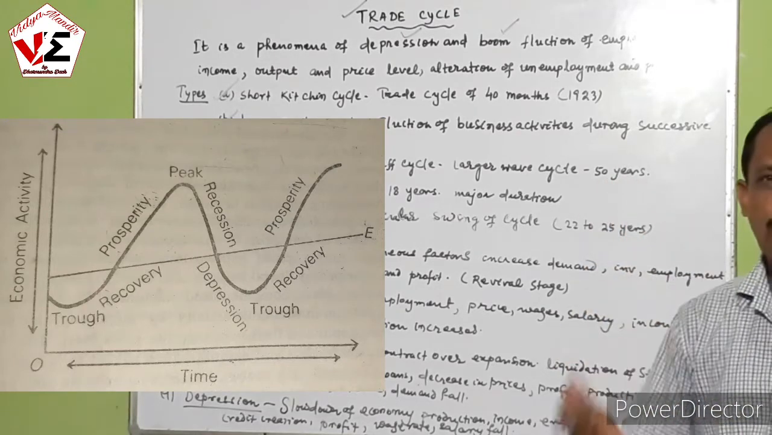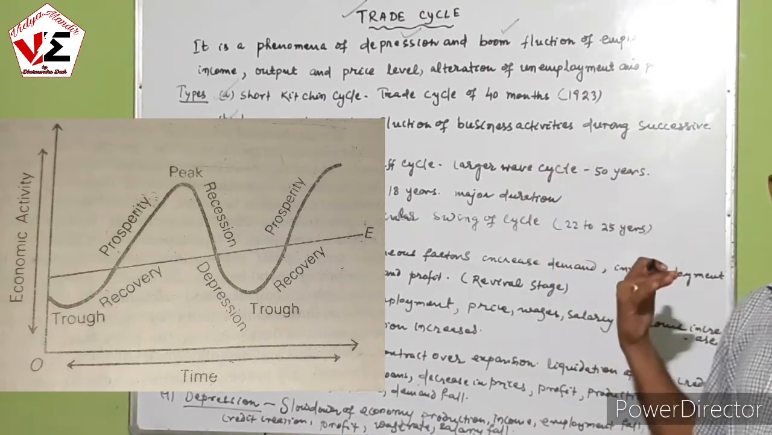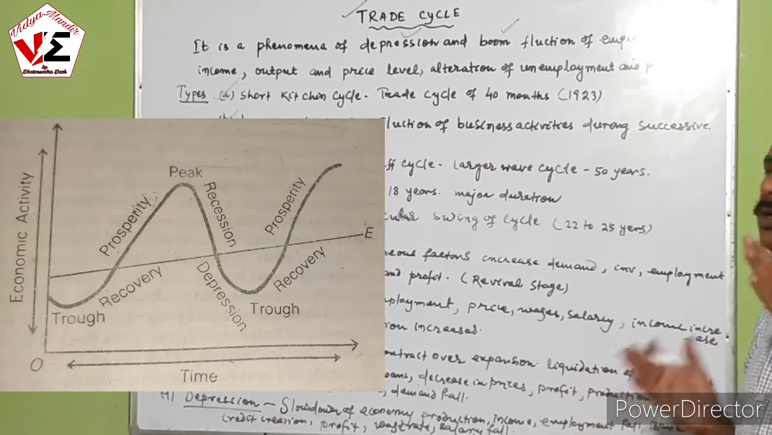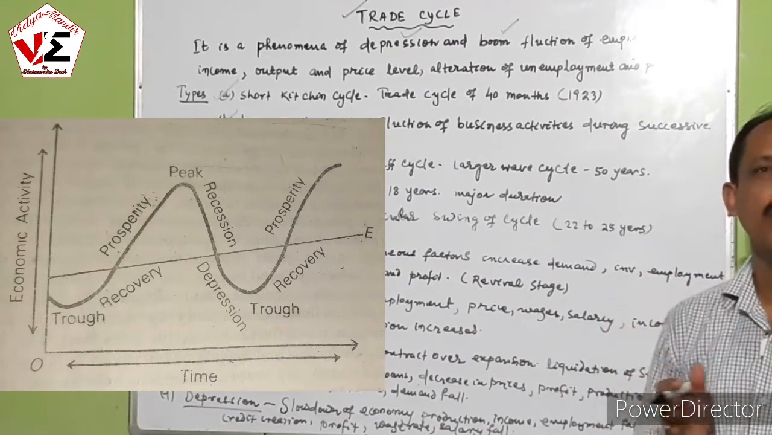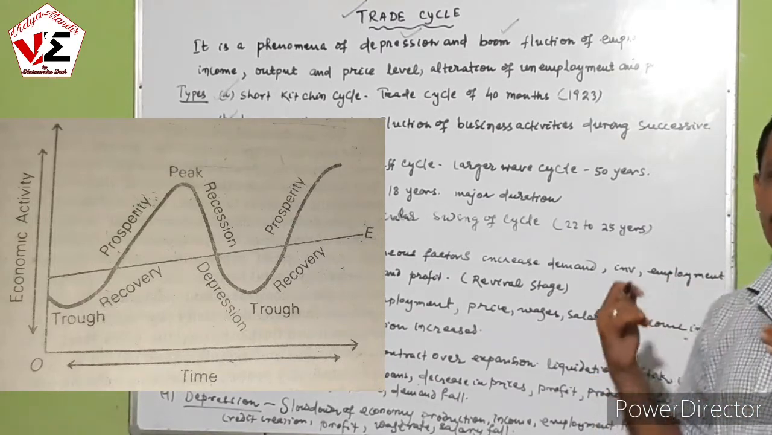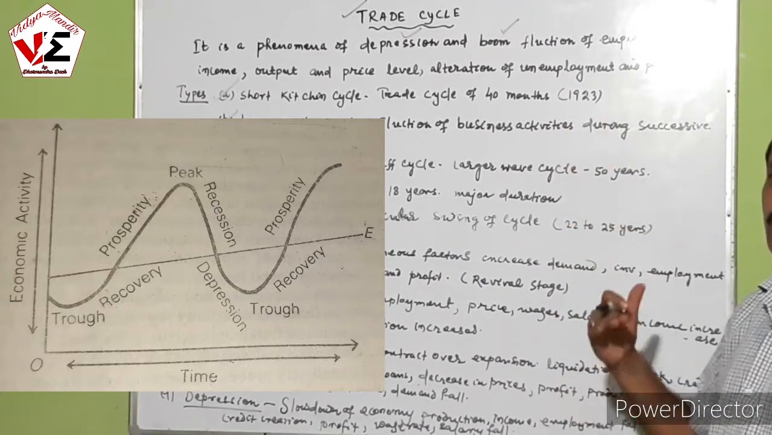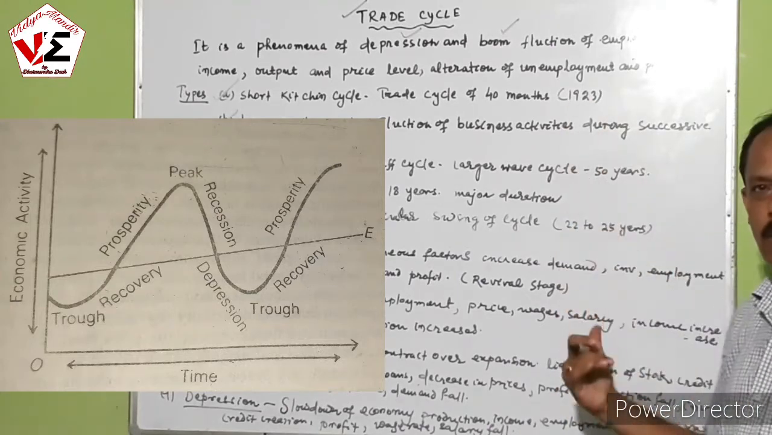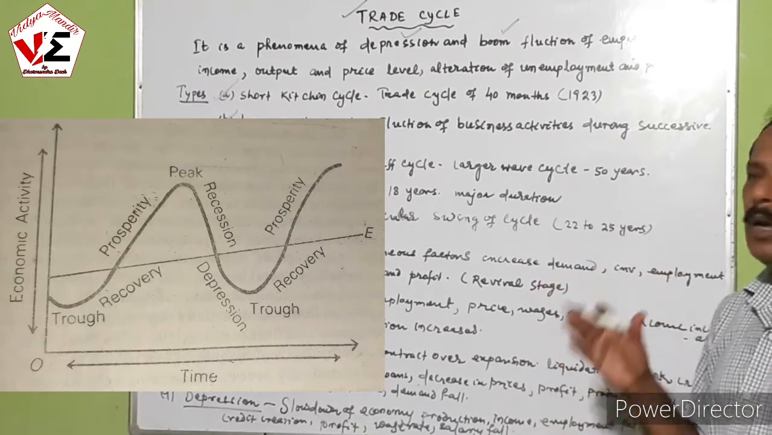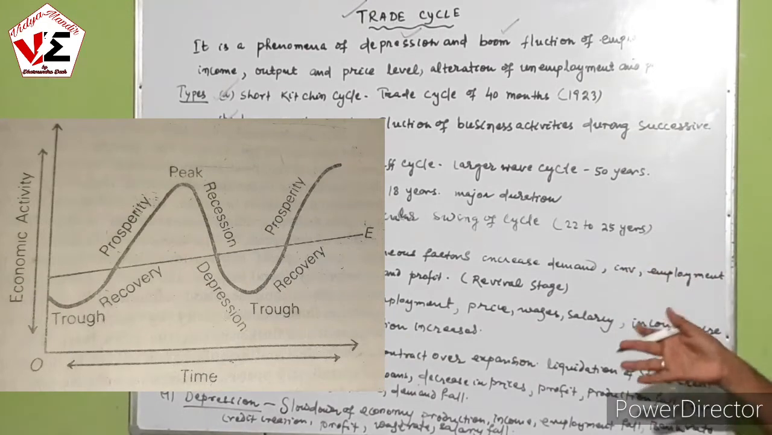And just like the sea waves, there are trough and crest. The wavelength is measured as the distance between the trough and crest. Like that, the duration of the trade cycle is measured between the trough and crest of the trade cycle. The up point is the crest and the down point is the trough. I am giving you the diagram, you can see it on your screen.